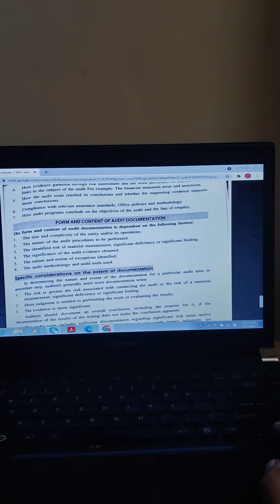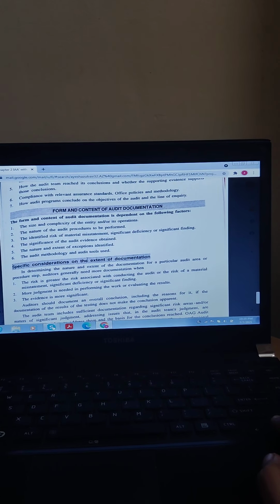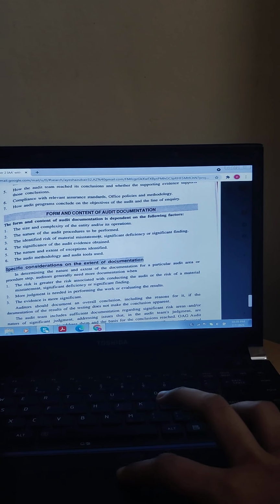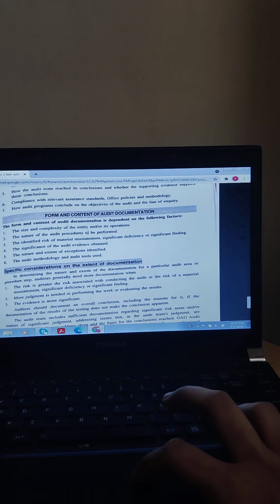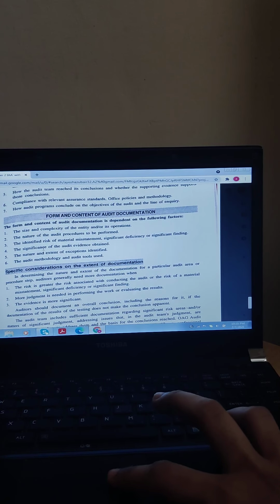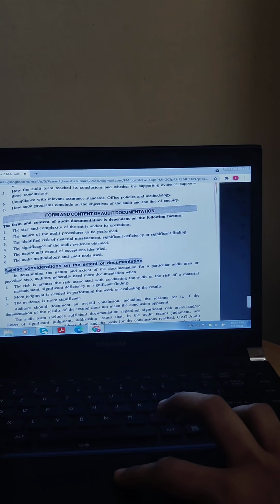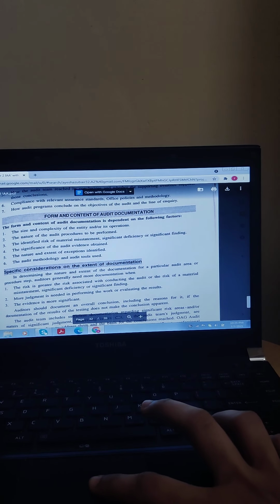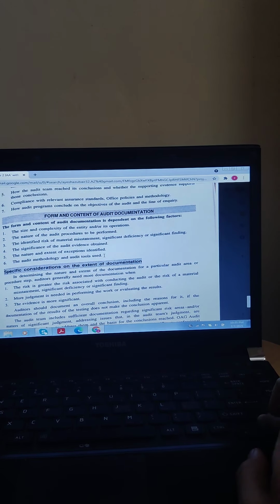Next is the form and content of audit documentation, like what the form is and what the audit documentation should contain. It should contain the size and complexity of the entire entity and the operations that are carried on, the nature of audit procedures to be performed, the identified material misstatements, the significance of audit evidence, the nature and extent of expectations, and the audit methodology and tools which are used.